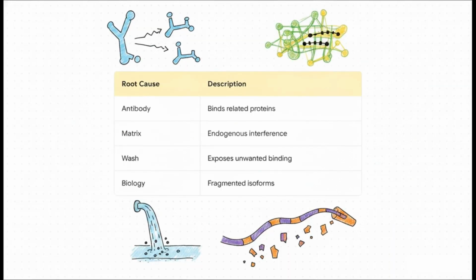Okay, so what's actually causing this? Let's rapidly break down the four main root causes that trigger poor specificity in our assays. Number 1, antibody-related issues, where your reagents bind structurally related proteins. 2, endogenous matrix interference, which acts like a physical bridge between assay components. 3, blocking and wash chemistry, which can inadvertently expose unwanted binding events. And 4, the target biology itself, where things like fragmented isoforms trick the assay. Let's look at each of these just a bit closer.